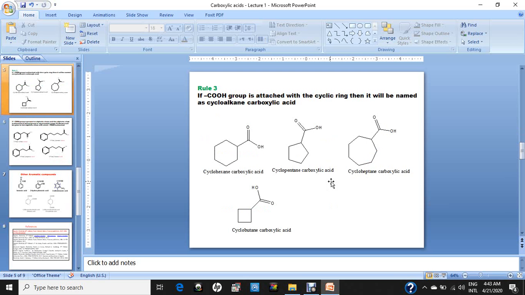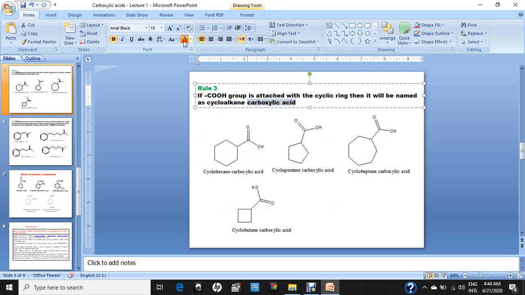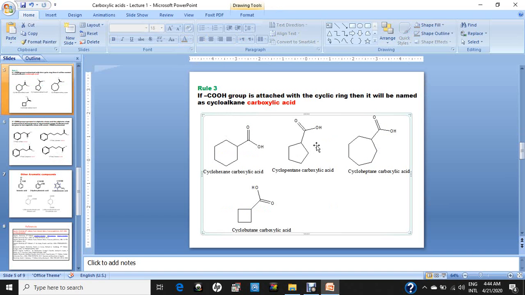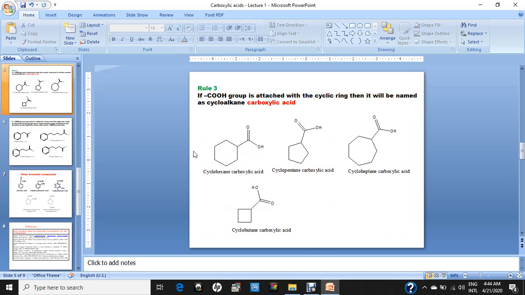Rule number 3: if the COOH group is attached to a cyclic ring, it is named as cycloalkane carboxylic acid. It will be carboxylic acid as such, there is no change. The cycloalkane is decided by the number of carbon atoms. Here there are 6 carbon atoms: cyclohexane carboxylic acid, cyclopentane carboxylic acid, cycloheptane carboxylic acid, cyclobutane carboxylic acid.